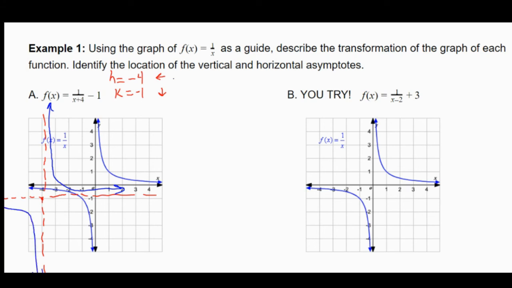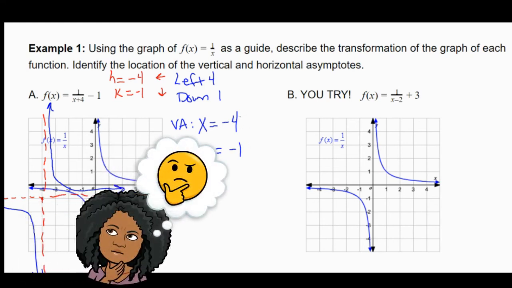Okay, so our transformation is that we moved left 4, we went down 1, and for our asymptotes, remember vertical goes through the x-axis, so the vertical asymptote is at x equals -4, and my horizontal asymptote is now located at y equals -1. Do those numbers seem familiar to you?